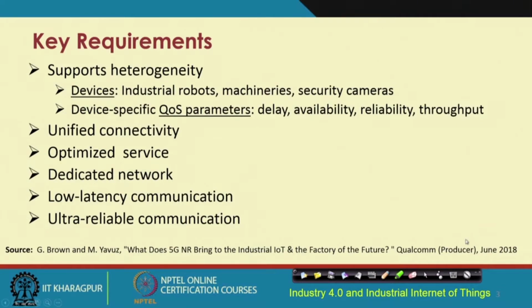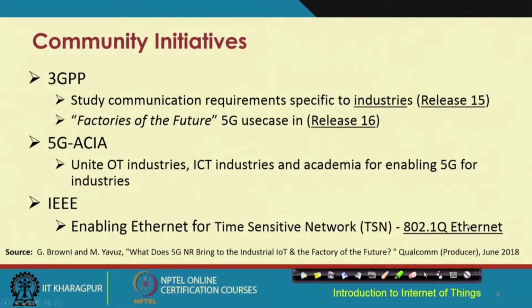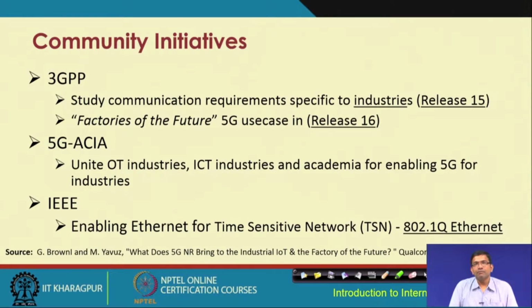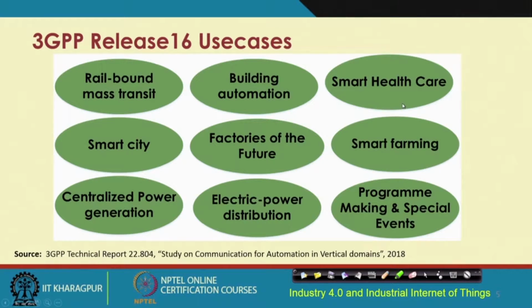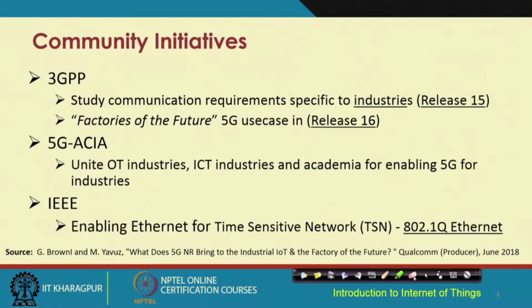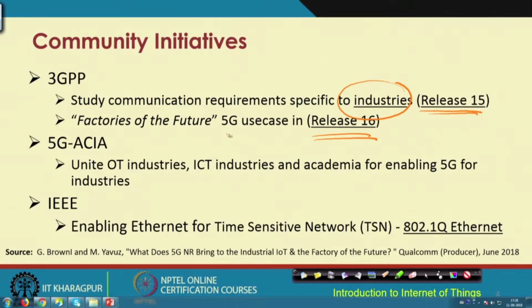So, we will look at different protocols. There have been different community initiatives, for example, the 3GPP, which has different releases catering to industrial requirements. Release 15 basically caters to the industry specific requirements. Release 16 talks about the factories of the future, so smart factories and so on. So, different use cases supporting smart factory requirements.